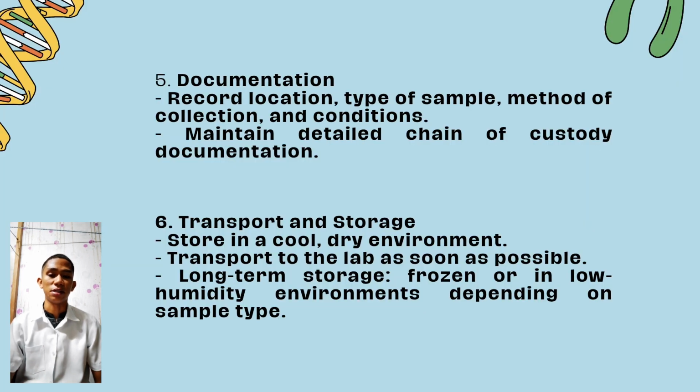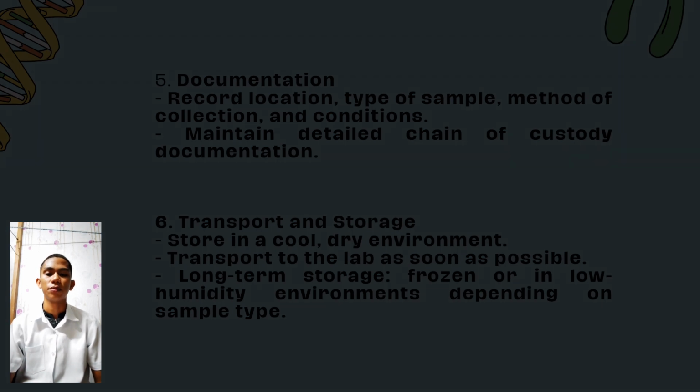So the fifth one is documentation. Record location, type of samples, method of collection, and conditions. Maintain detailed chain of custody documentation. So the last one is transport and storage. Store in a cool, dry environment. Transport to the lab as soon as possible. And long-term storage, frozen or in low humidity environments depending on sample type.